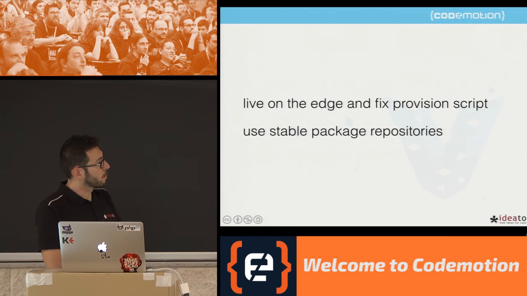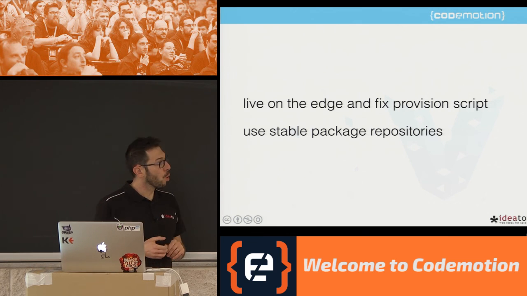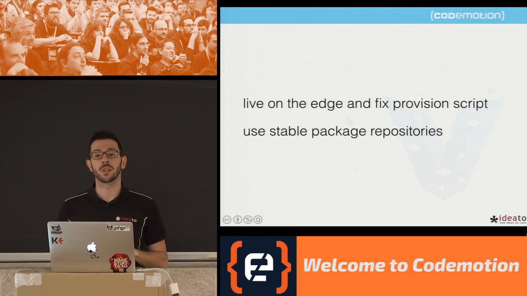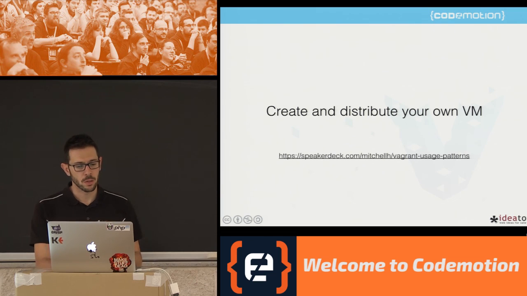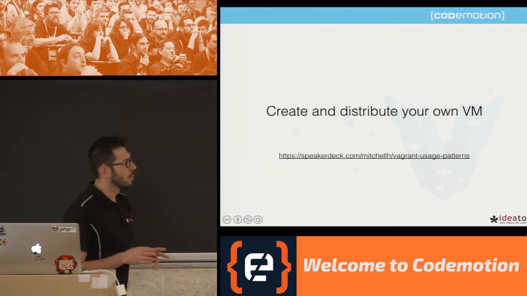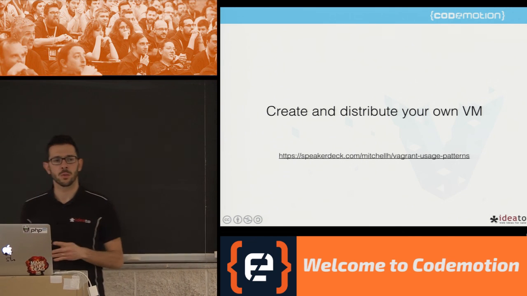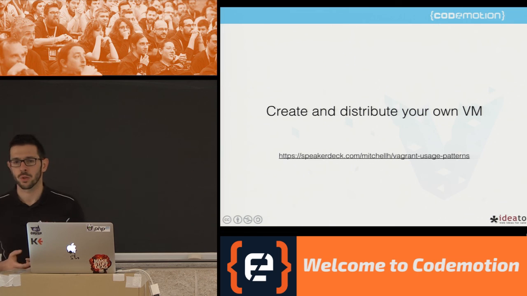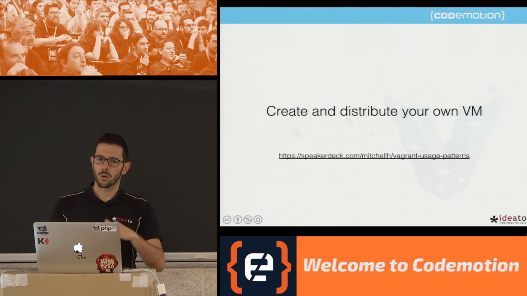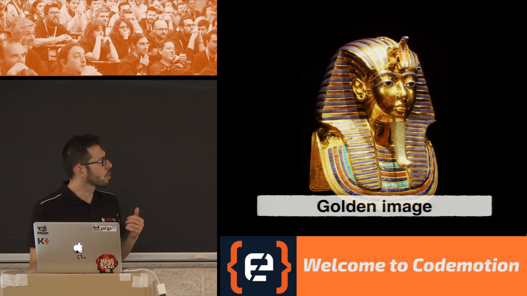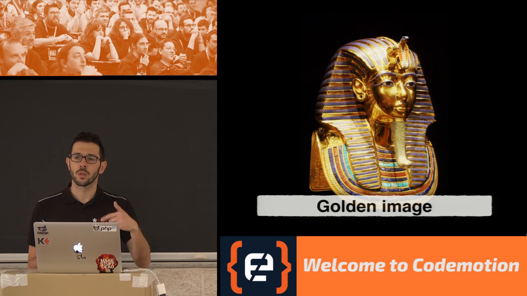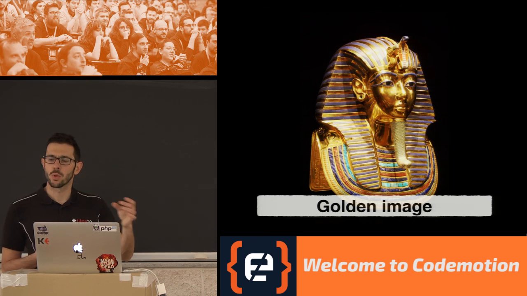So you can live on the edge and fix the provisioning script as it breaks, or you can try to use stable package repositories. For instance, CentOS distributions are more conservative in upgrading packages, and they tend to break less than Ubuntu. My suggestion is to create and distribute your own VM. Basically, when you start a project, you collect all the dependencies you need, the PHP version, the database version, okay? You create a virtual machine, configure it, and once you're done, you create what is called a golden image. So an image which is already provisioned, and you don't need to reprovision every time. And you can distribute it to your team members.